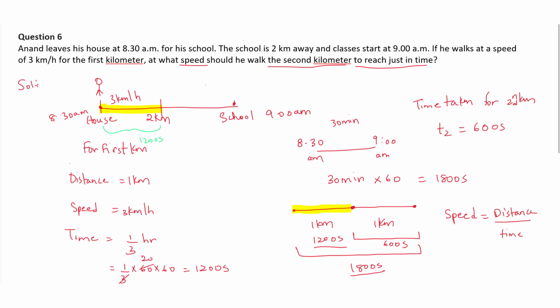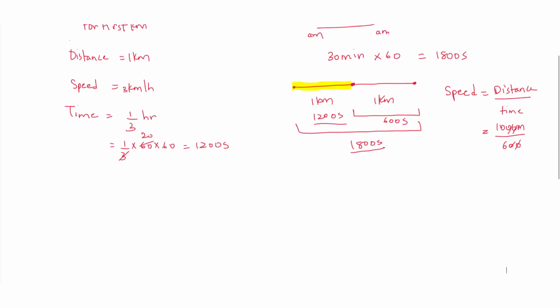Distance is 1 kilometer, that is 1000 meters. Time is 600 seconds. Hence our answer is 10 by 6 meter per second, that is equal to 1.6 meter per second.